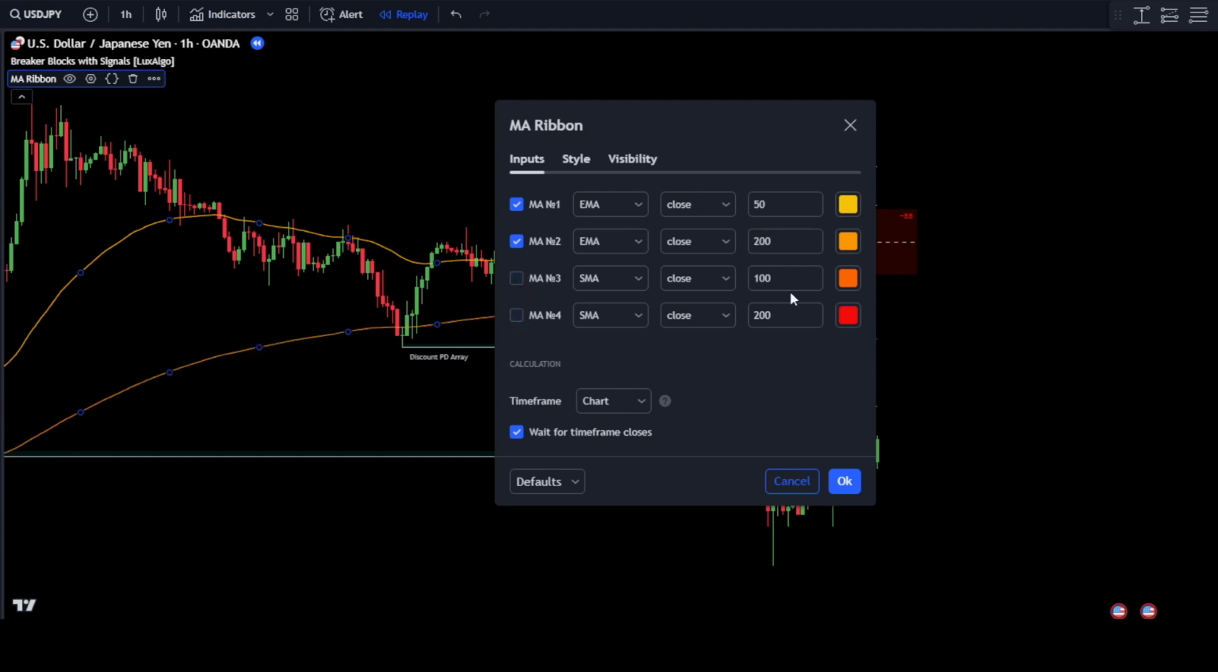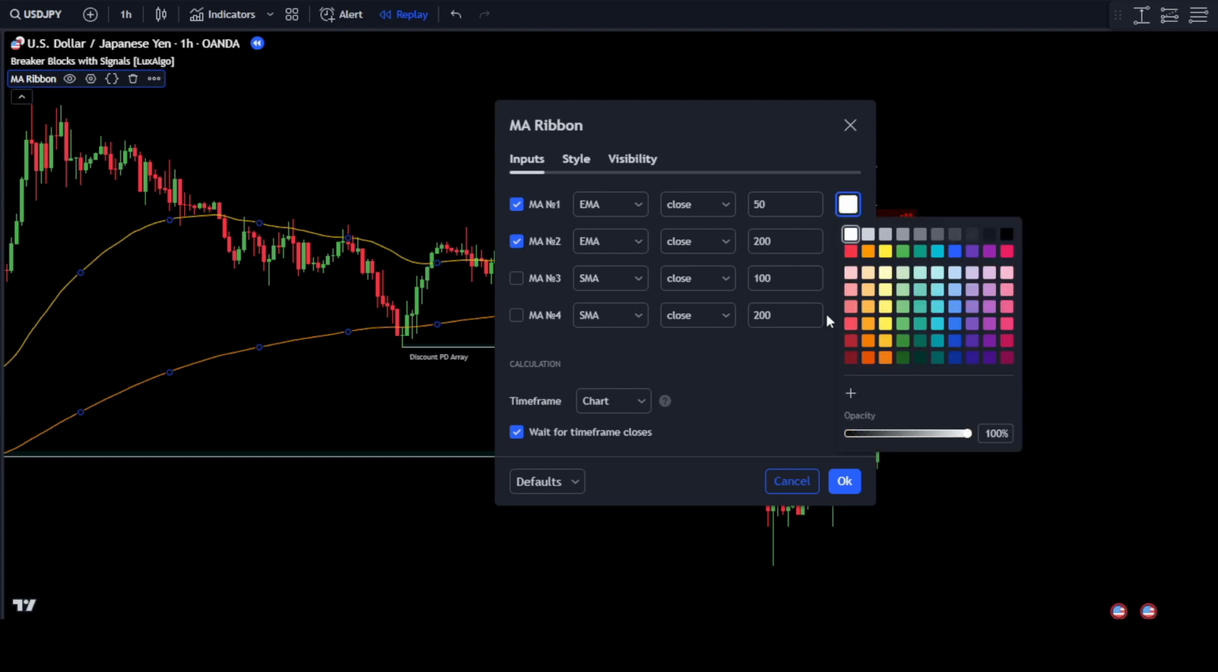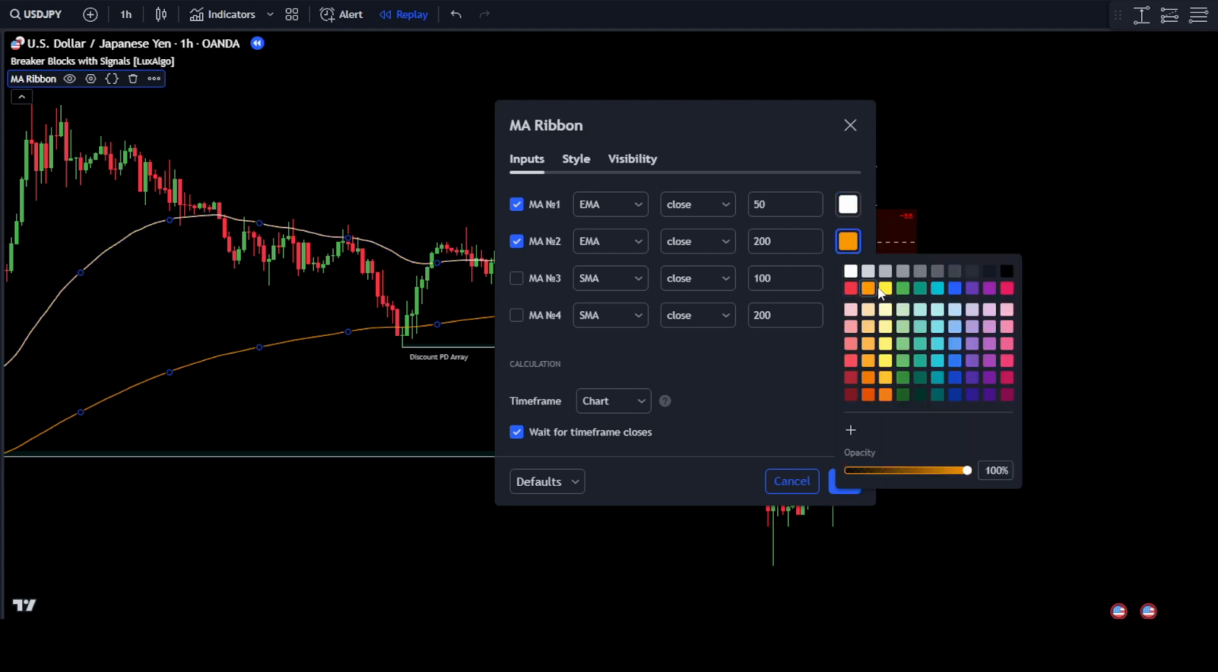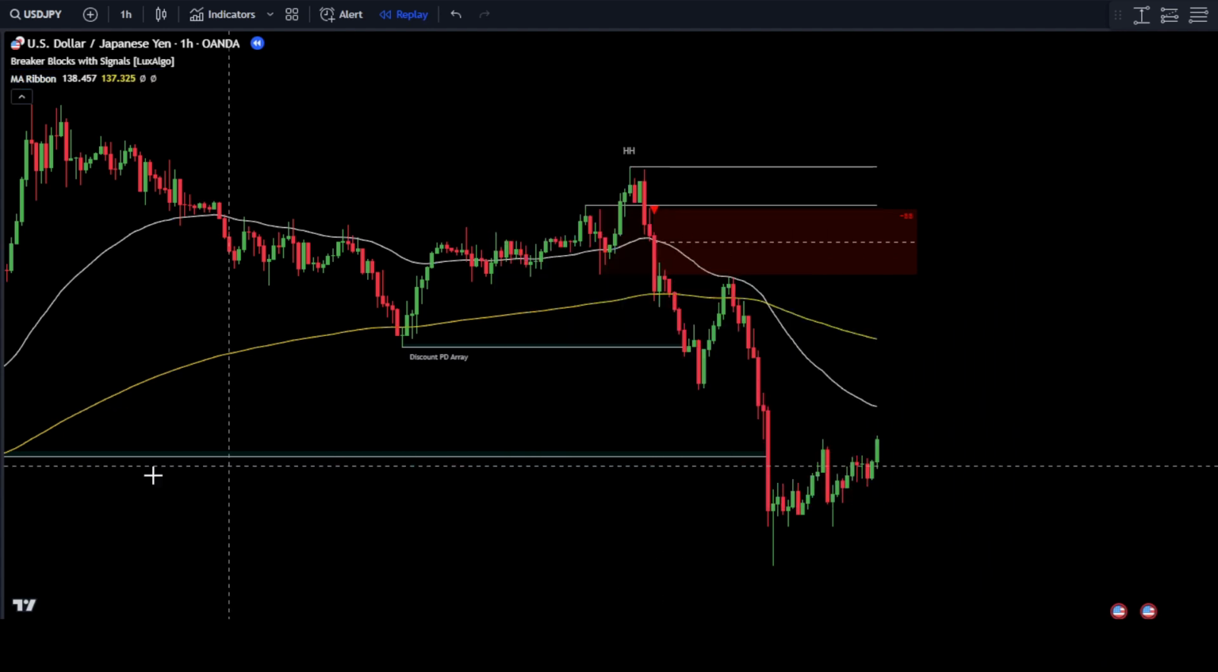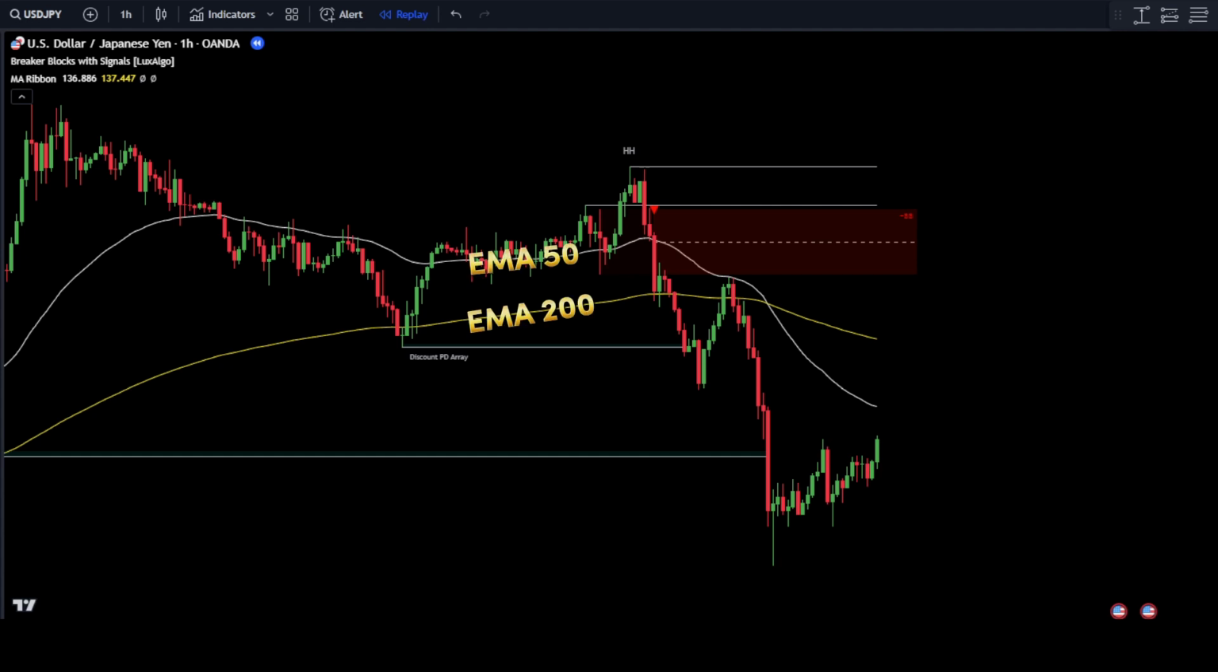For the colors, set them according to your preference. If you want to follow the settings I use, set EMA number 1 to white and EMA number 2 to yellow. Once done, click OK to confirm the changes. This moving average ribbon indicator will be used as a trend guide in the market. If EMA 50 crosses above or is above EMA 200, it indicates a bullish trend. Conversely, if EMA 50 crosses below or is below EMA 200, it indicates a bearish trend.